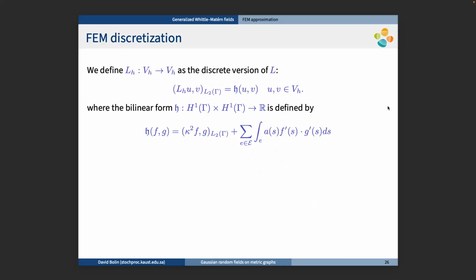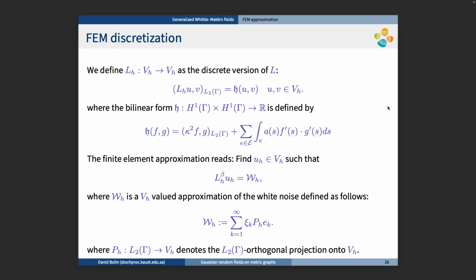And then, well, we can do the standard finite element procedure, right? So we define a discretization based on the bilinear form of this operator. And we consider then the finite element approximation of this solution reads like this. So then we would solve this finite dimensional problem to find U_h, which is our finite element approximation, where W_h is now a finite dimensional approximation of the Gaussian white noise.